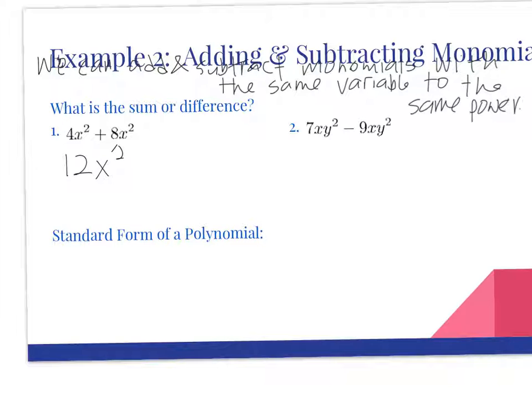In example 2, I also have the same variables to the same powers. X is to the first power, y is to the second. So 7 minus 9 is minus 2xy squared. The standard form of a polynomial is always written from highest degree to lowest.